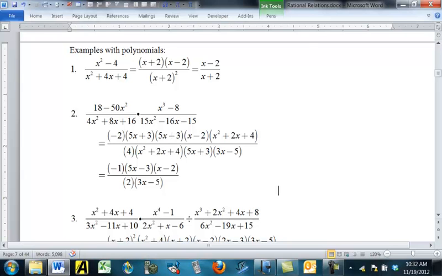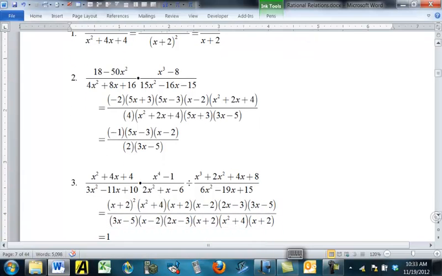Let's see if we can cancel anything. One of the 2's cancels, leaving a negative 1 at the top, a 2 in the bottom. These trinomials cancel here. The 5x plus 3's cancel as well. And so we're left with negative 1 times 5x minus 3 times x minus 2 in the numerator, and 2 times 3x minus 5 in the denominator.